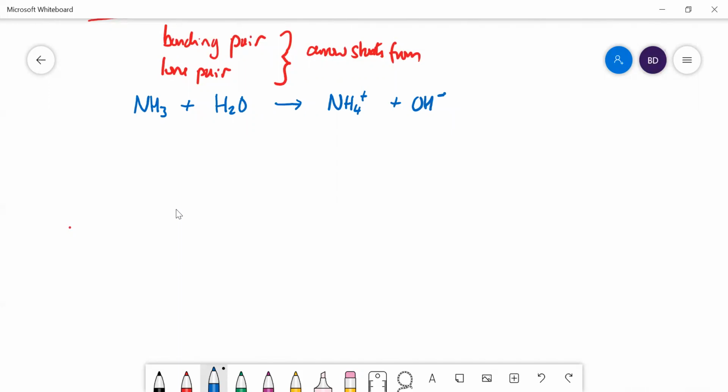Okay, and I should really change that into an equilibrium arrow because most of the ammonia, when you dissolve it in water, just stays as dissolved NH3. It doesn't actually gain the proton. But okay, so let's see what happens there.